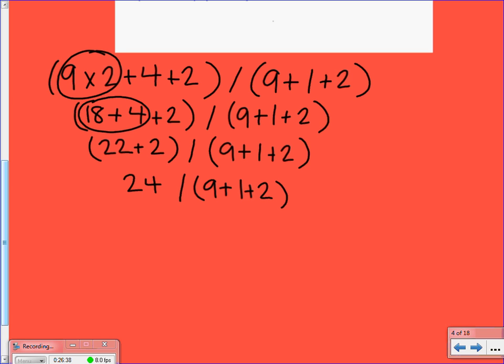Okay, inside that parentheses, do I have any more parentheses? No. Do I have any exponents? No. Any multiplication or division? No. How about adding or subtracting? Yes. What am I going to do first? 9 plus 1 or 1 plus 2? 9 plus 1. It just comes first inside the parentheses, and since it's all kind of one step, we just do whatever one comes first.